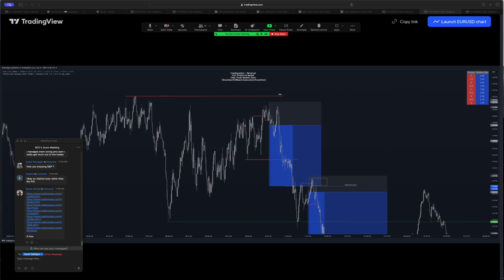Yeah, and I do like this entry as well. I do like this one. I was trying to get to this, but I couldn't be too tight about it, so I just entered and then left it to go. Yeah, no, that's fine. That's perfect.